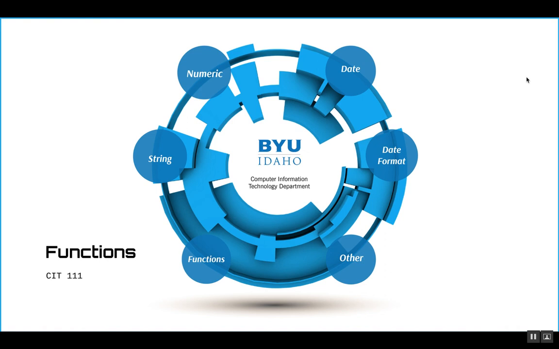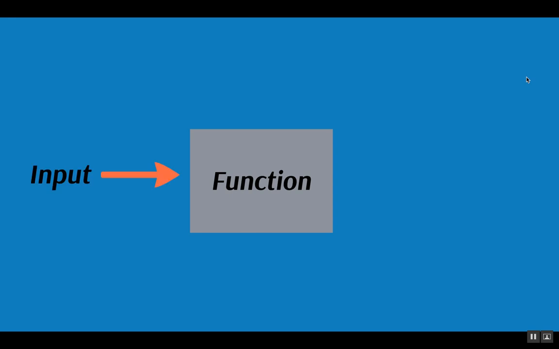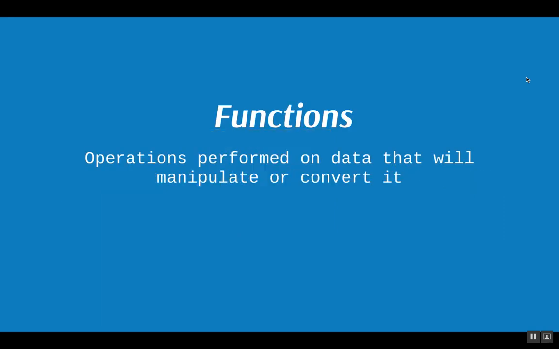Data that is stored in your database tables is often not in the exact format needed by your applications. We will be using functions to help us get our data exactly how we want it. A function is something that will take input and process it in some way, and based on the input and what the function does, it will produce an output. So for us in our data, we will be inputting data into the function that will produce the desired output. So again, functions are operations that, when performed on data, will manipulate or convert it in some way.